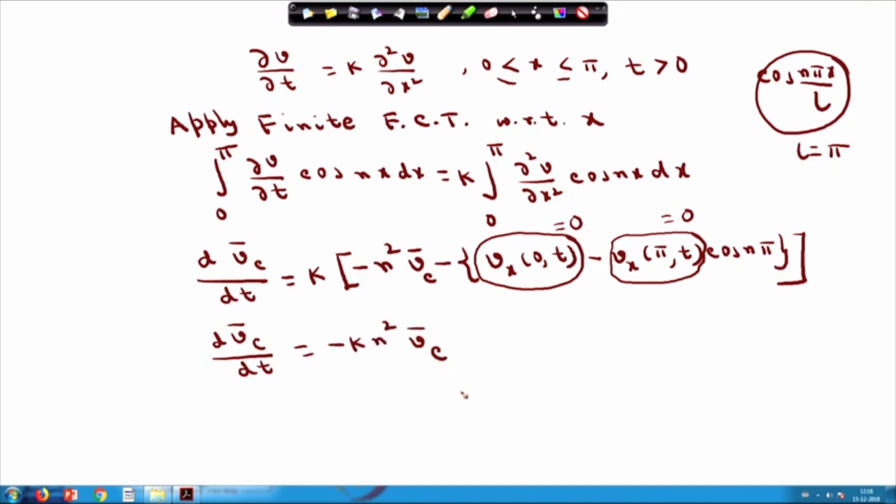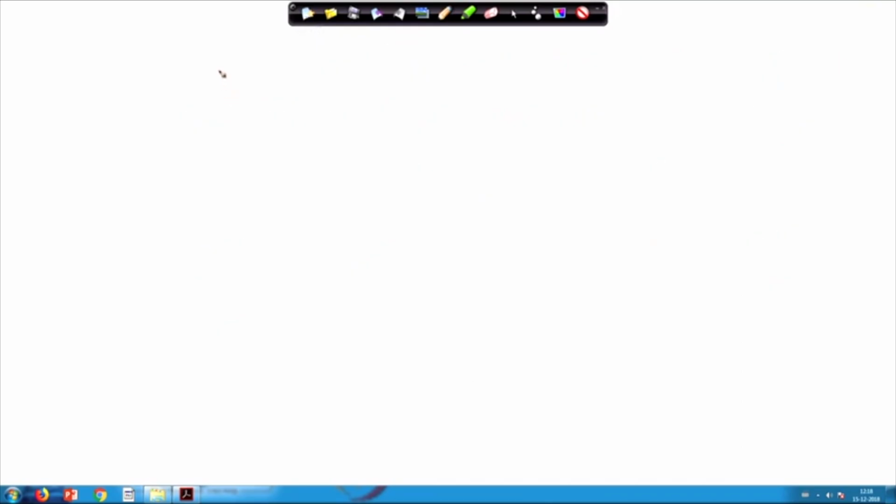So, in this way you are transforming the given PDE into one first order ODE only. The solution of this equation will be V bar c equals A into e power minus k n square into t. So, I can say that this is equation 1.